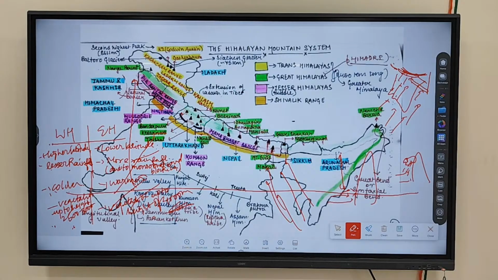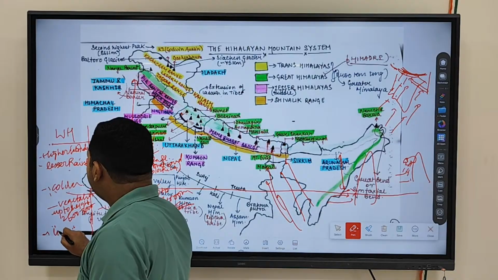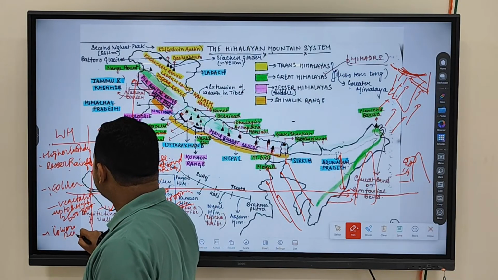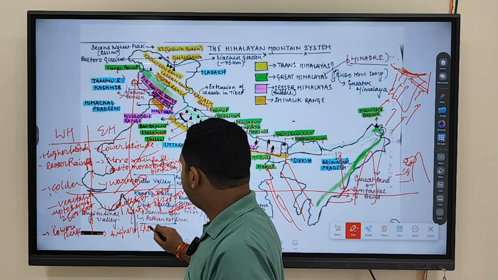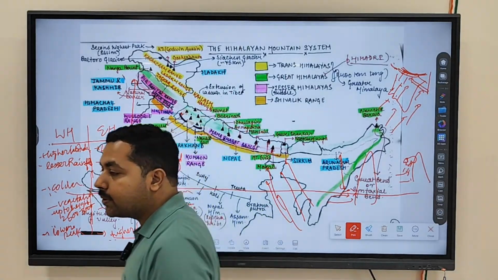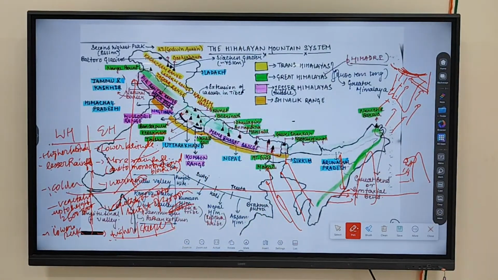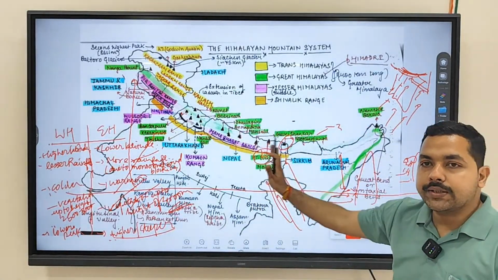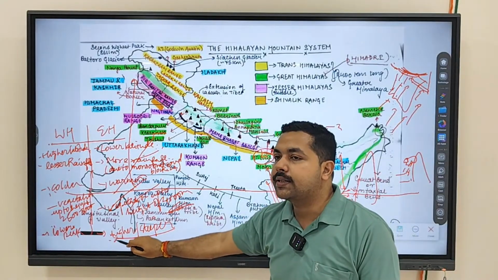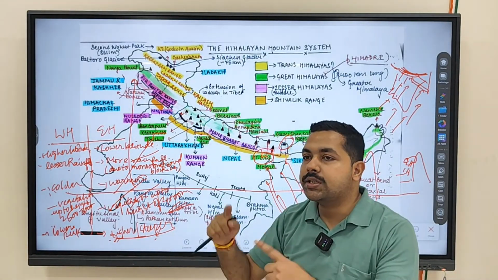Another difference: we discussed Western Himalayas have comparatively lower peaks. Eastern Himalayas are very high and steep in nature. Clear? This is where you find all the great peaks: Kanchenjunga, the third highest peak, and Mount Everest, the highest peak, are all in the Eastern Himalayas. So Eastern Himalayas have higher peaks and are much steeper.